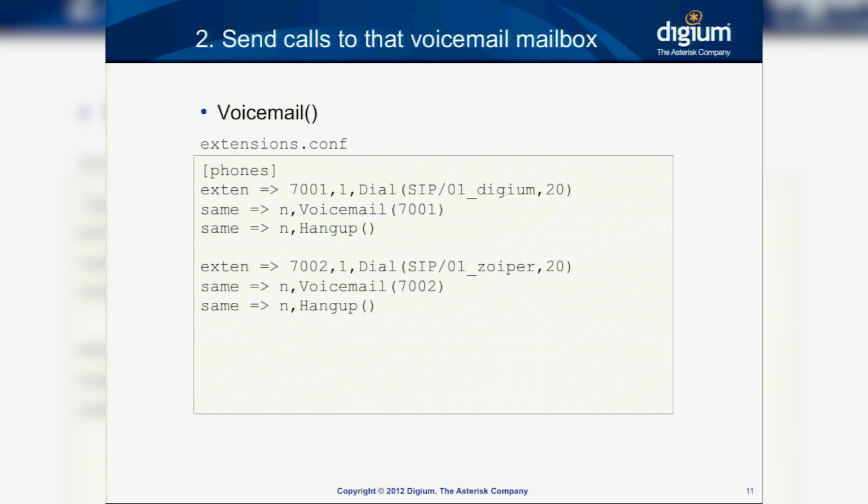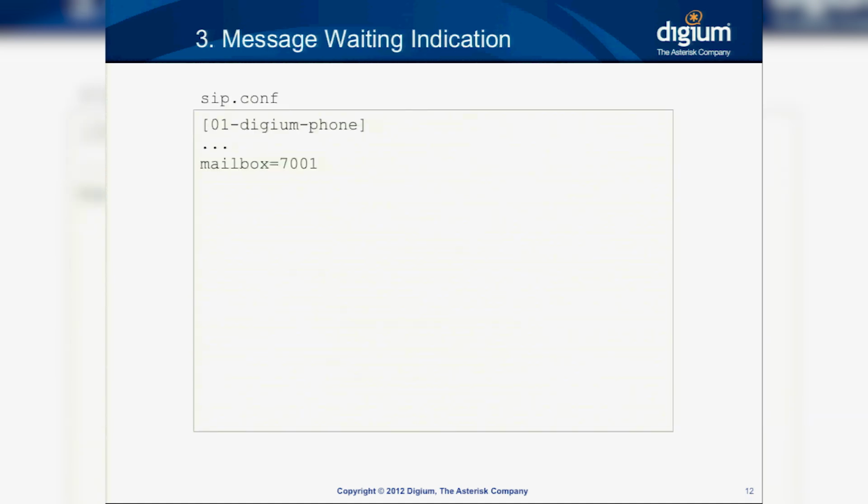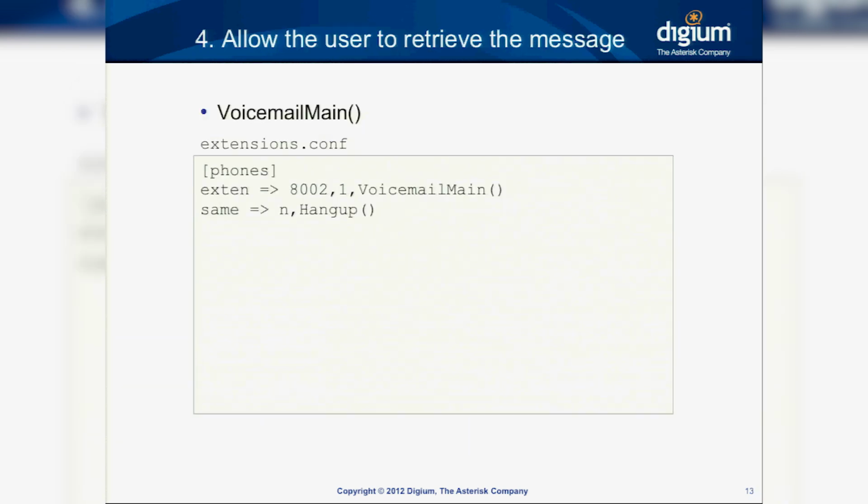Now I need to tell the phone to light up its light. In this case, I've already discussed this option earlier today, mailbox equals 7001. So 7001 is basically telling this phone to send a SIP subscribe message to poll asterisk, or I should say to subscribe to that published SIP message. So when asterisk gets a voicemail message in that box, asterisk will send a SIP message to the phone and say, hey, by the way, you've got a voicemail. The phone will receive that message and turn the light on. Message waiting indication.